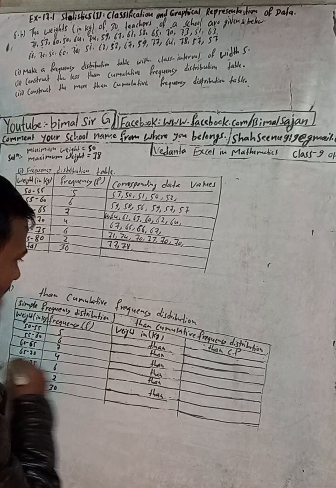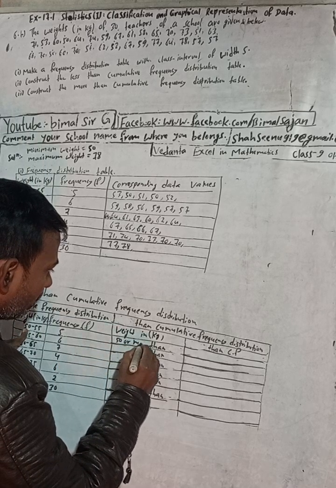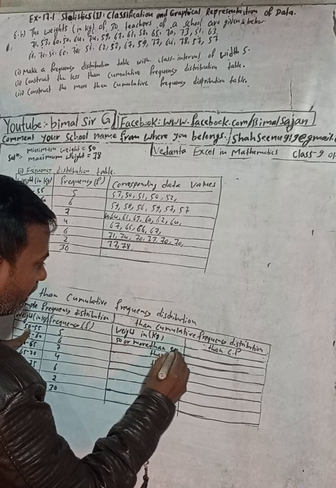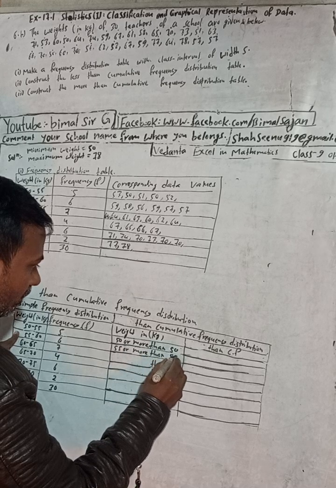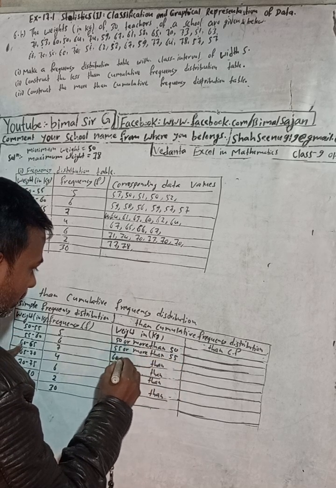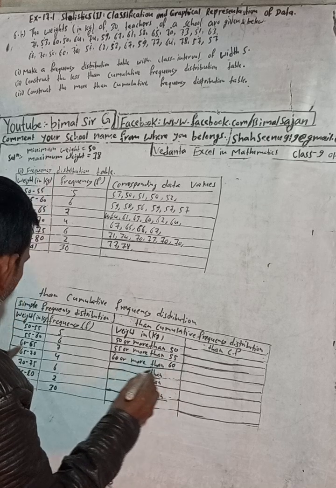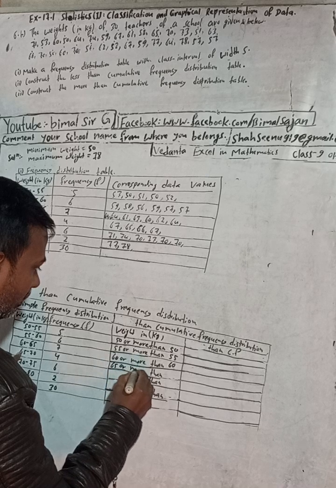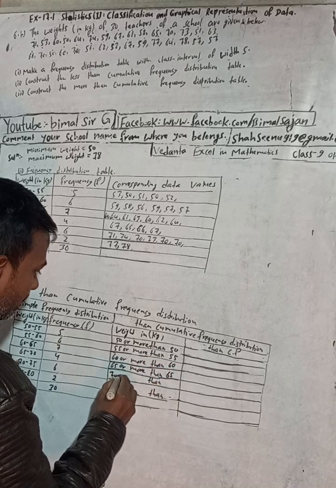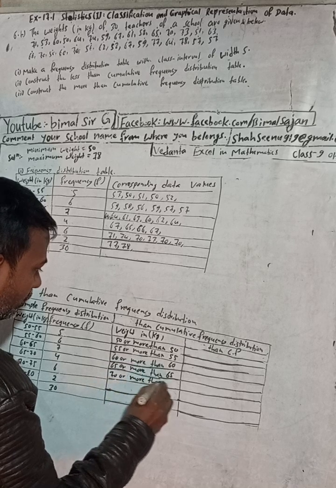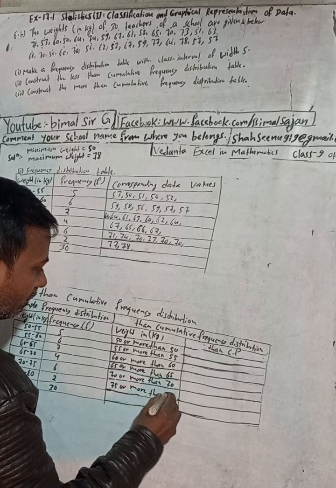Here you can now write more than. You can write here 50 or more than 50, this side. 55 or more than 55, 60 or more than 60, 65 or more than 65, 70 or more than 70, 75 or more than 75.